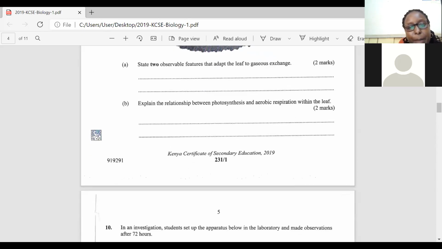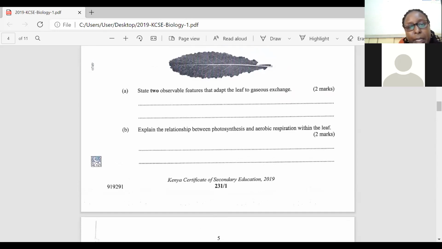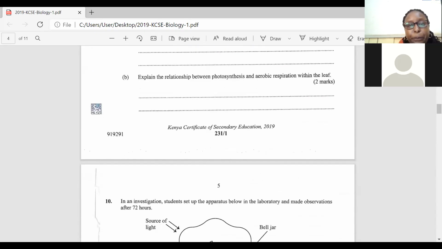Then part B of the question, but let me take you to part A. Part A, some students would go ahead and talk of what we don't have there and talk of some other points we have in the book, and they didn't score on it. Then we go to part B. Part B, explain the relationship between photosynthesis and aerobic respiration within the leaf, the relationship between the two. This also was quite tricky for some students.